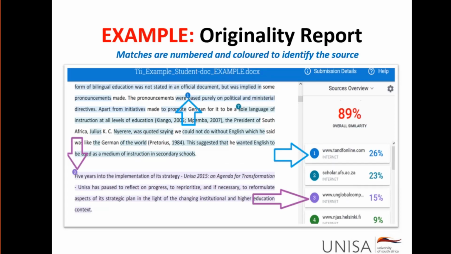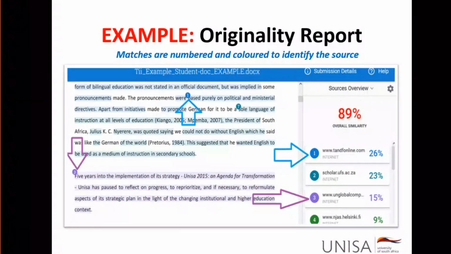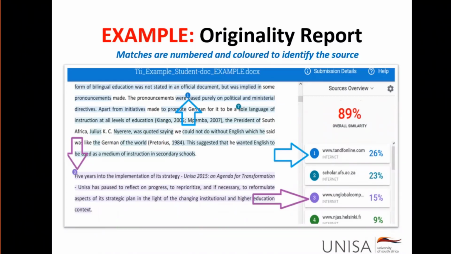Here I have an example of what an originality report can look like. To the left, when your report is opened, you will see that there are portions of the text highlighted and numbered in different colors. Those align with the source overview on the right-hand side. There would be a column, again numbered, and you will see that, for instance, in my example, everything highlighted in blue or marked with a little number one matches source number one in my column on the right-hand side. I don't have in this snippet an example for number two, but we can see that there is a paragraph number three, which is in purple, and it matches source number three on the right-hand side. Your overall similarity index would be at the top, but that is not where our focus lies.